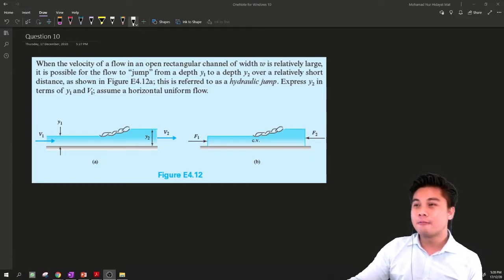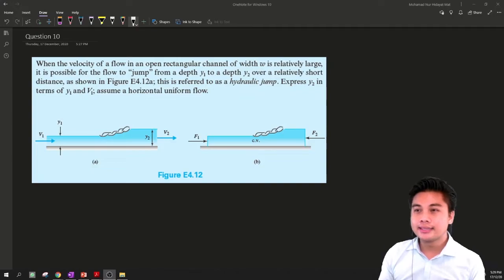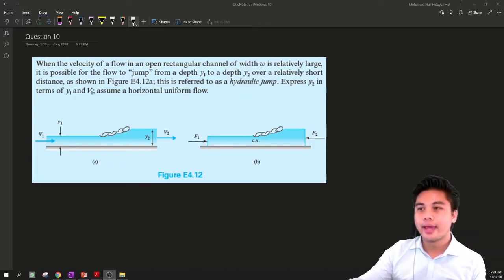Today we have a question. When the velocity of a flow in an open rectangular channel of width W is relatively large, it is possible for the flow to jump from the depth y1 to depth y2 over a relatively short distance, as shown in the figure here. This is referred to as a hydraulic jump. Express y2 in terms of y1 and v1. Assume a horizontal uniform flow.